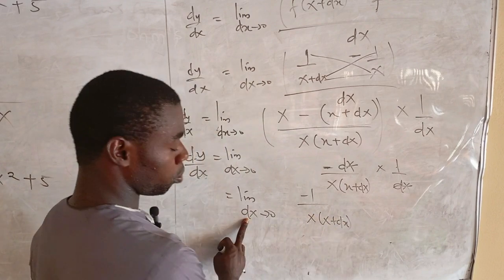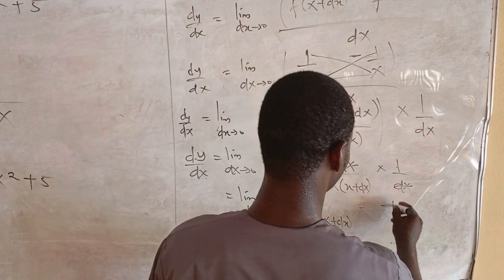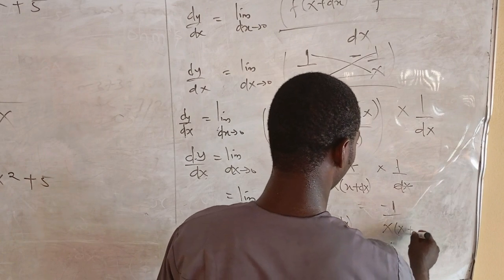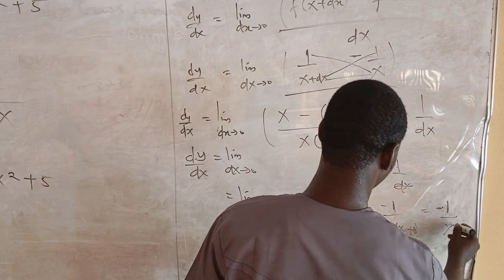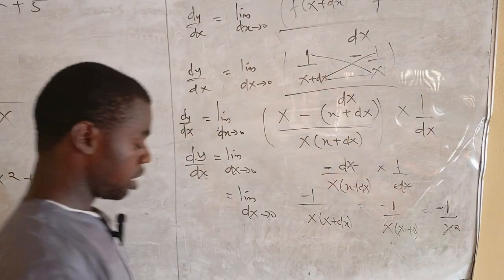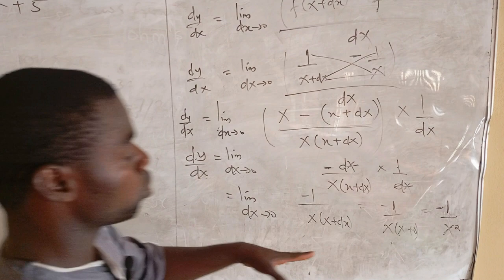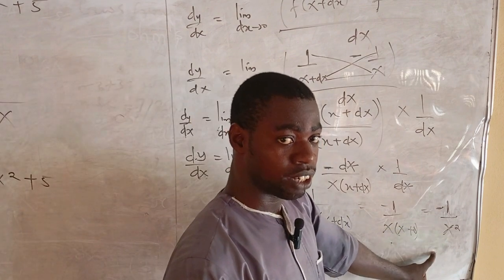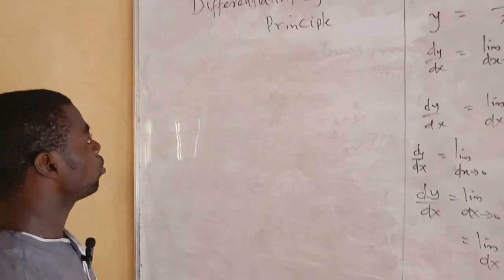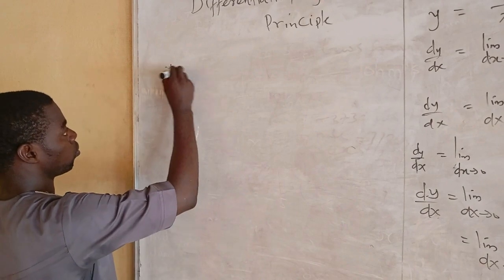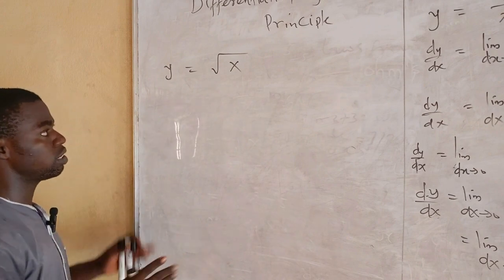Now remember, at this point, by substitution, the limit as dx approaches 0, so this becomes 0. So we are left with minus 1 all over x into x plus 0, which is minus 1 all over x squared. So therefore, by first principle, the derivative of 1 over x is equal to minus 1 all over x squared, right? So we move down to the last question. Okay, so for the last question, y is equal to the square root of x, right? And we are differentiating by first principle.